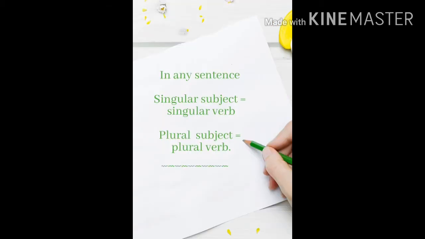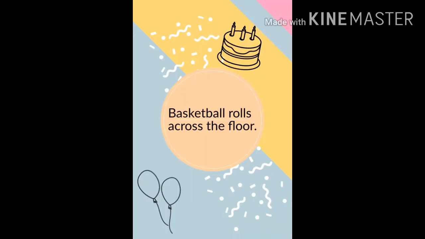For making a sentence grammatically correct, a verb must agree with its subject in number. In any sentence, singular subject must have singular verb and plural subject must have plural verb. This is the most general rule. Example, basketball rolls across the floor. Here, basketball is singular, so singular verb rolls is used.